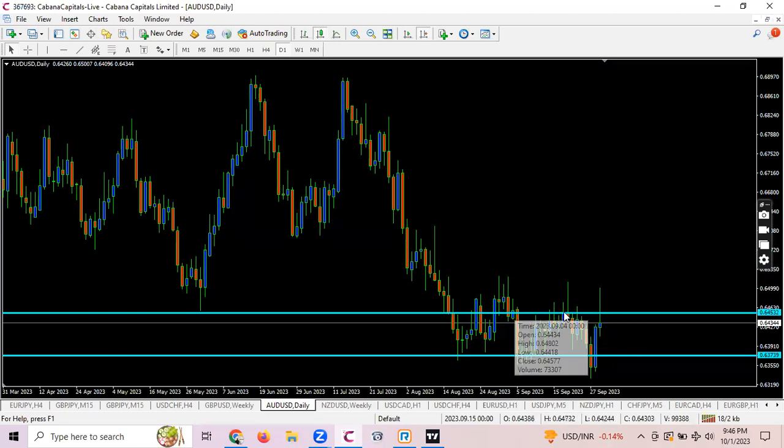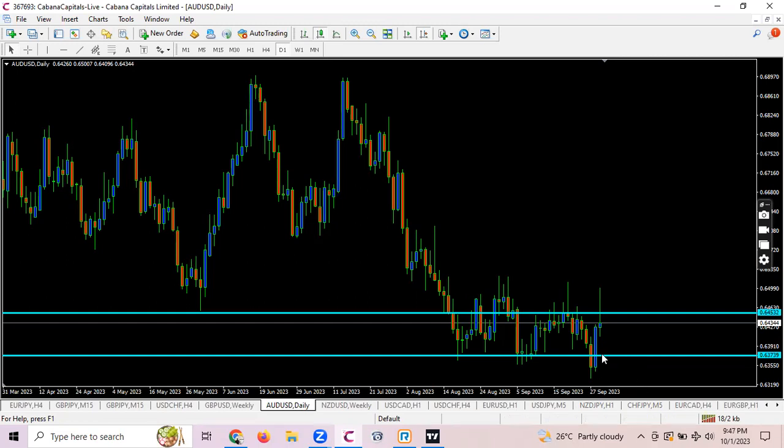It was a resistance at this level, resistance at this level, and also a resistance at this level. So it's a key level. So that level must be broken before you consider buying Australian dollar USD. And if this low is cleared, because there are a lot of stop losses at this level, they now want to push price down to these levels to clear stop losses.